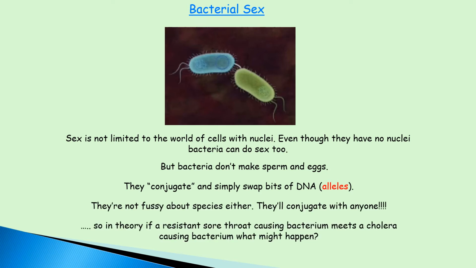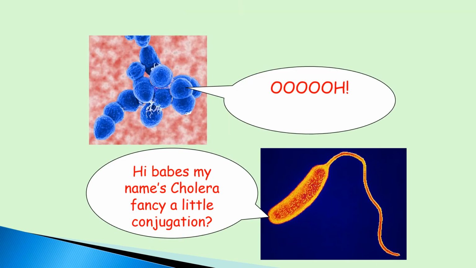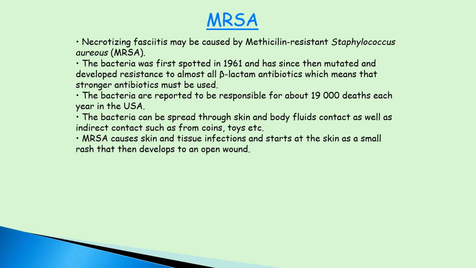So, in theory, if a resistant sore throat causing bacterium meets a cholera causing bacterium, what might happen? So, you've got your two little bacteria meeting. "Ooh, hi babes, my name's cholera. Fancy a little conjugation?" So obviously, it would end up with them both being resistant to the antibiotic. Antibiotic resistance is a major problem for us, and it's going to get a bigger and bigger problem as more and more bacteria start to become resistant to antibiotics.